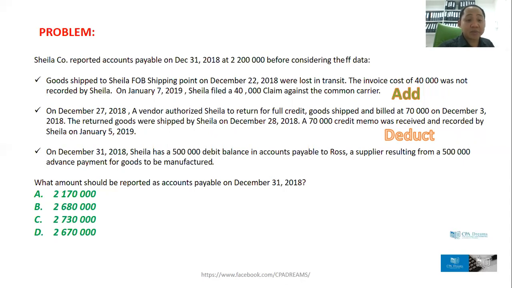Okay, next, on December 31, 2018, Sheila has a 500,000 debit balance in accounts payable to Ross, a supplier, resulting from a 500,000 advance payment for goods to be manufactured. Okay, there was an advance debit balance, so this one should be added.